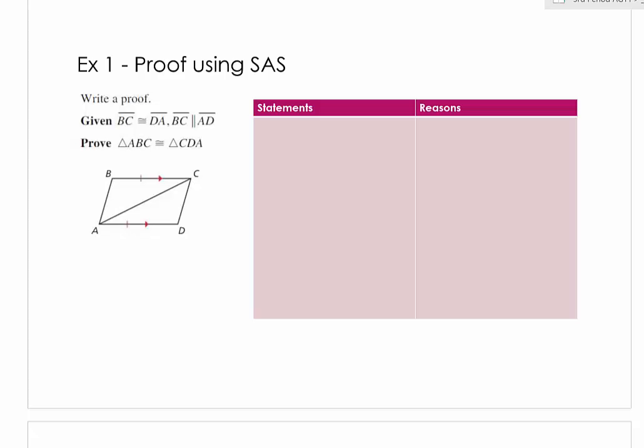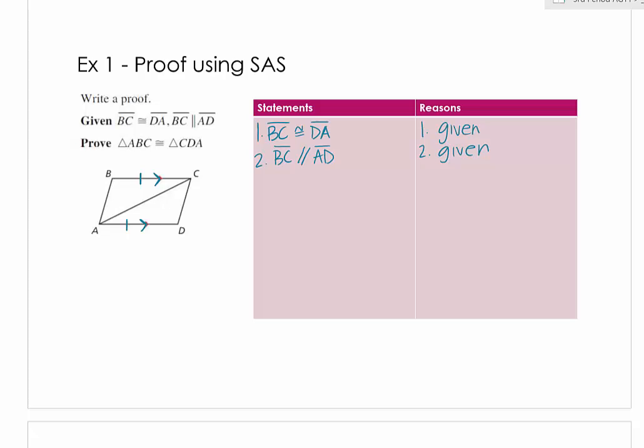So when we're looking at a proof, we need to figure out how to prove that these 2 triangles are congruent given that information. Okay, so I've already included the given information for us here: BC congruent to DA and BC is parallel to AD. So I've marked that on the diagram as well.